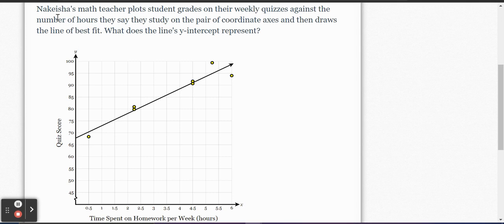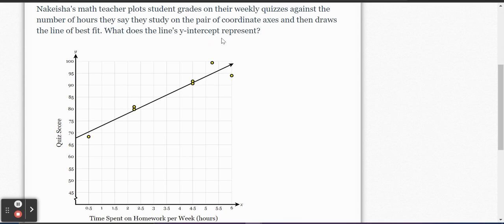Okay, so we have Nakisha's math teacher plots students' grades on their weekly quizzes against the number of hours they say they study on a pair of coordinate axes and draws a line of best fit. So boom, there's their line of best fit. Doesn't mean that these are data points of each student. These are the data points of the students that are scattered around. This is going to help us predict certain things.